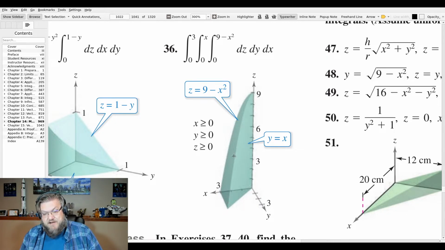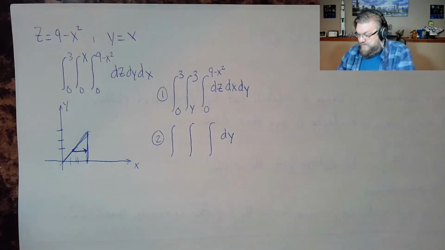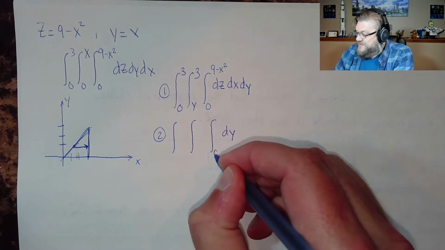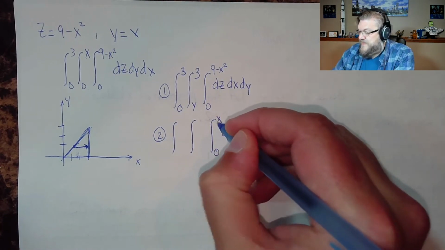I'm highlighting it there. Now that wall is the plane y equals x. So if I wanted to do dy first, y goes from the plane y equals 0 to the plane y equals x. And so I jot that on paper. This is going to be from 0 to x.